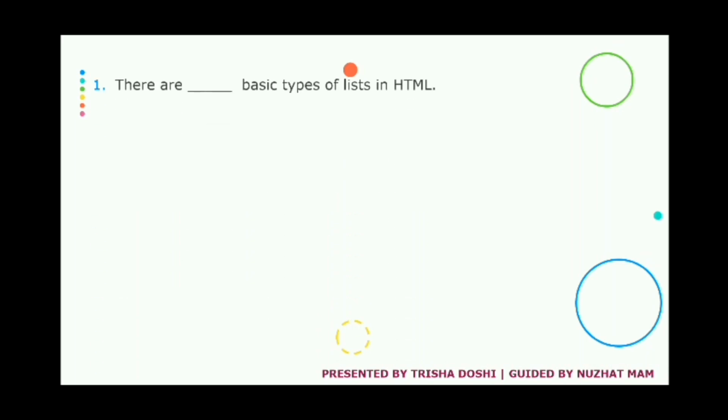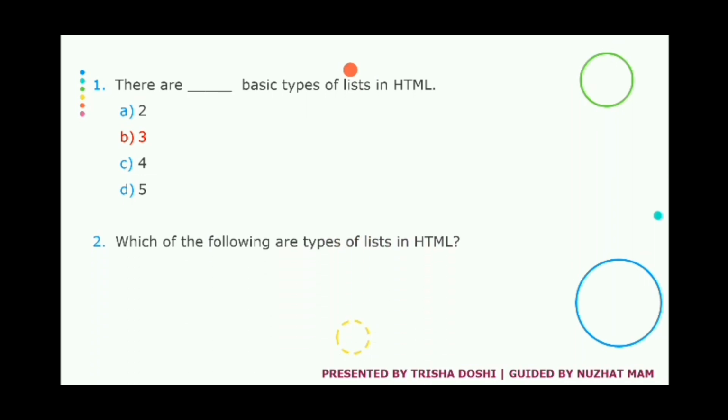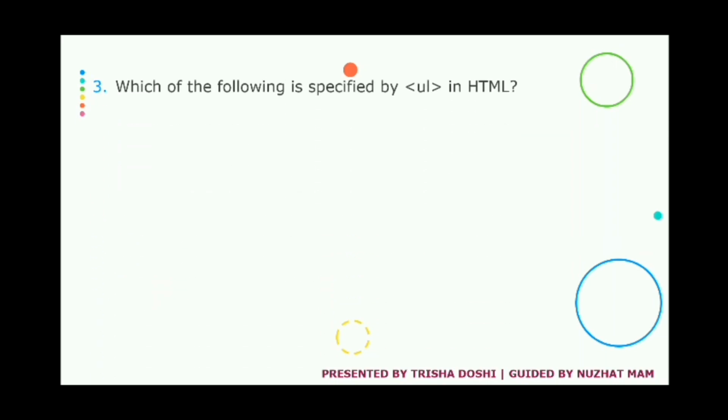Question 1. There are dash basic types of list in HTML. A. 2, B. 3, C. 4, D. 5. The correct answer is B, 3. Question 2. Which of the following are types of list in HTML? A. Ordered list, B. Unordered list, C. Descriptive list, D. All of this. The correct answer is D, all of this. Question 3. Which of the following is specified by UL tag in HTML? A. Undefined list, B. Unclear list, C. Unordered list, D. Unrestricted list. The correct answer is C.